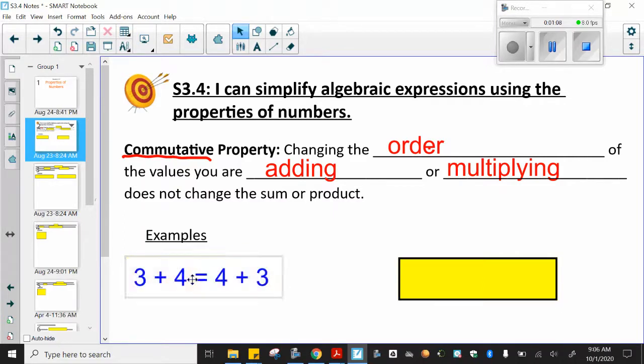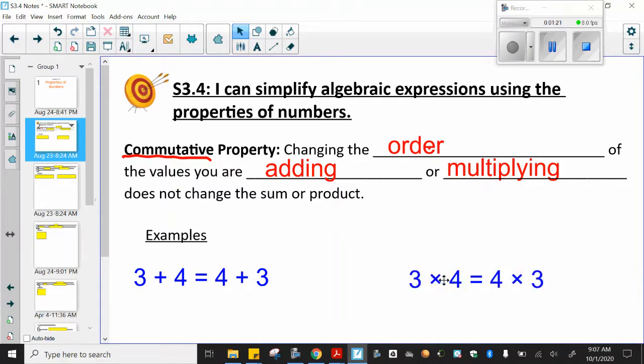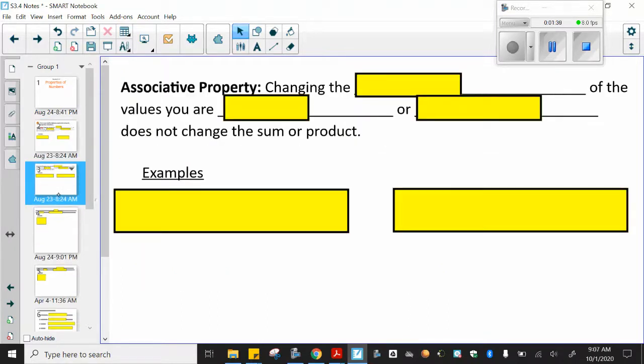So here's an example. If we're going to do addition, this is the concept that 3 plus 4 equals 4 plus 3. This is something you guys know. You guys know that they both make 7, right? This is not new information. Same thing with multiplication. We could do 3 times 4 or 4 times 3. Both of them make 12. All right? Order doesn't matter for adding and multiplying. For subtraction or division, it does matter, so that does not work. But the commutative property works for adding and multiplying, and changing the order of values does not change the sum or the product.